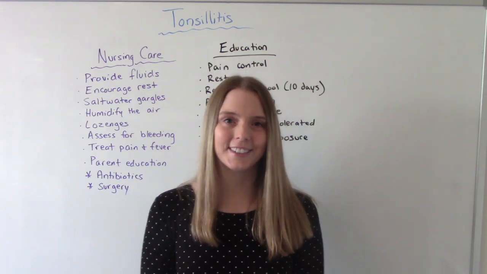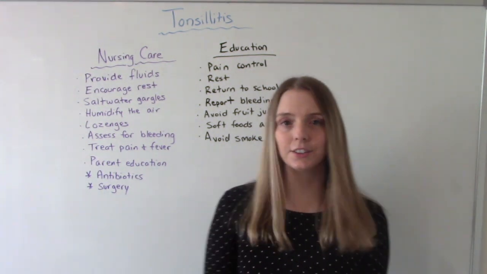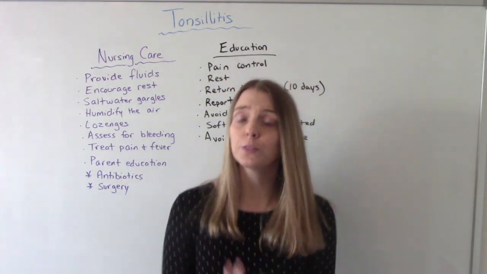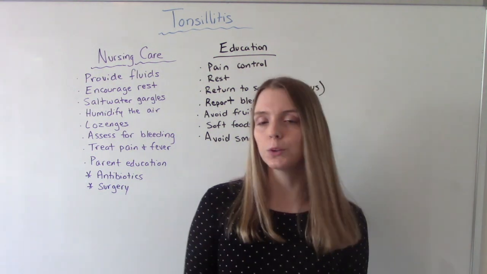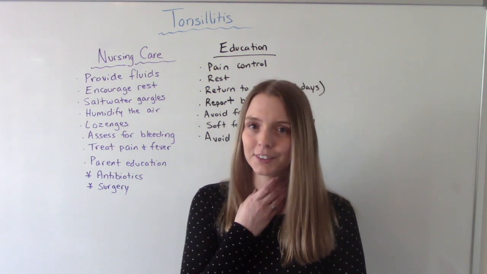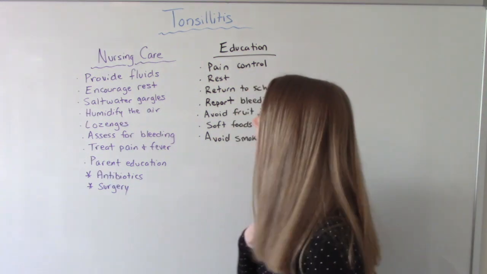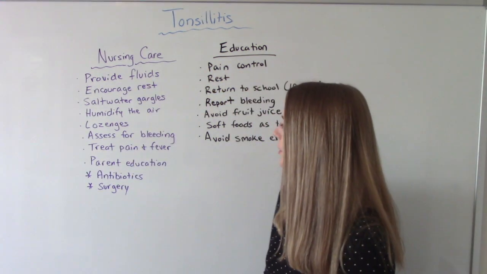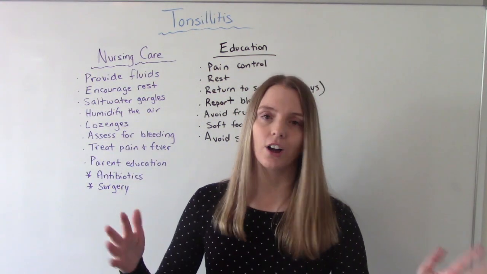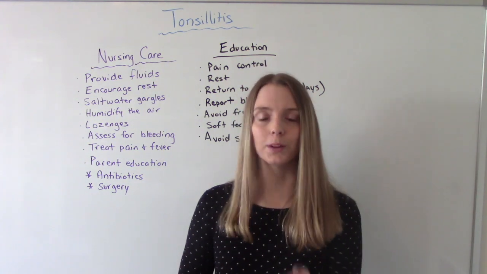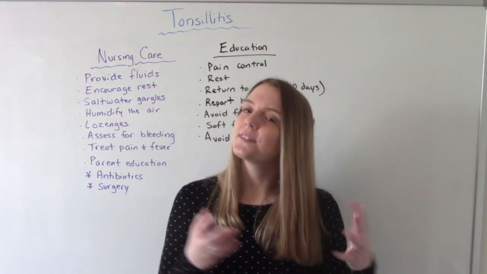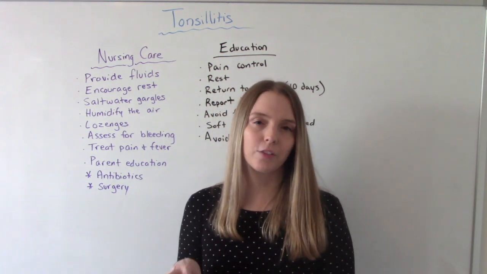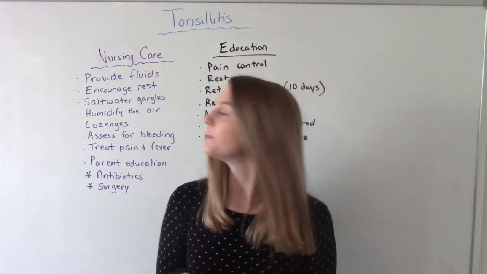Now let's talk nursing care. Some things that the nurse can do: we can provide fluids, we can encourage them to rest, we can make them saltwater gargles just for comfort so their throat doesn't hurt so bad. Humidify the air. We can provide lozenges as long as they're old enough. If they're a school-age child, so at least 5 years old, then it's safe to give them that. If they're younger than that, we want to hold off because there's that risk of aspiration.